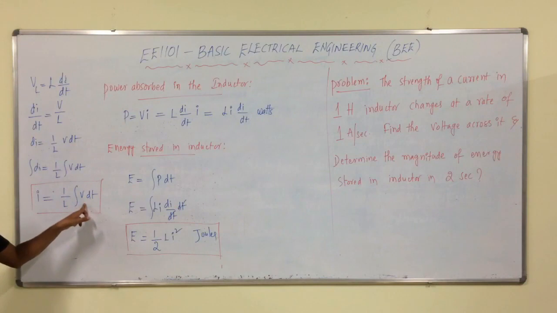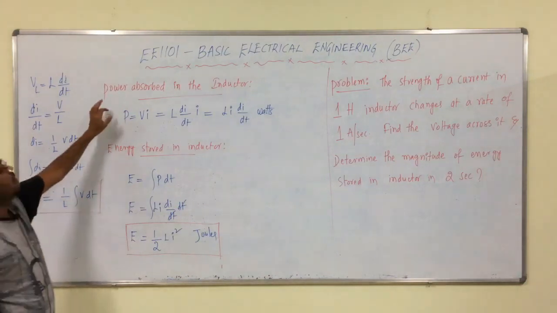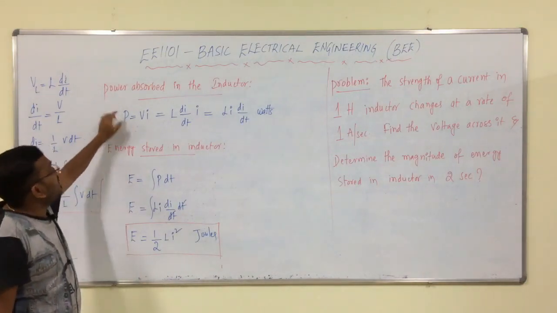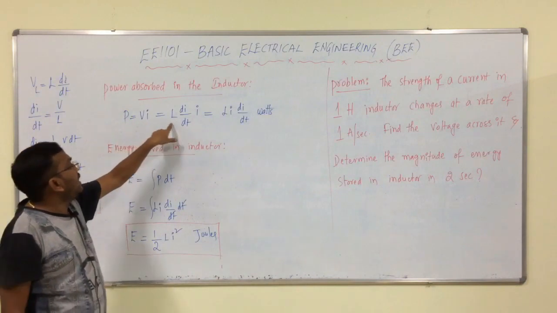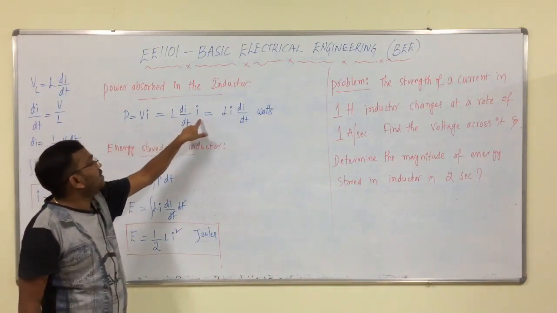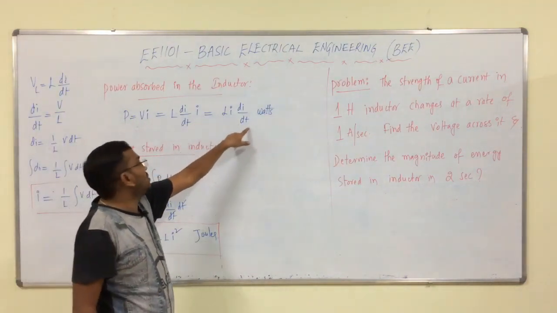This is the formula of current through the inductor, and the power absorbed in the inductor is nothing but, we know this, P is equal to V into I. V is nothing but L into di by dt, and this I. So, L i into di by dt watts.